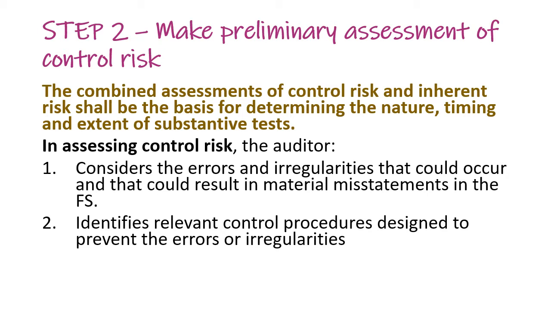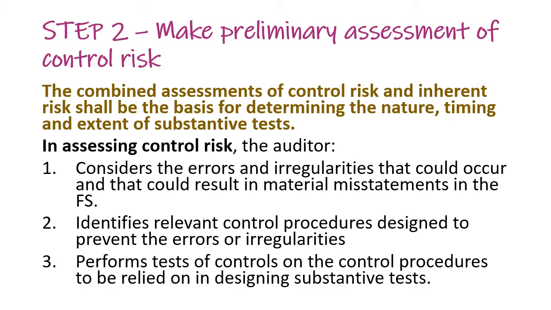So if the auditor thinks that there's a possibility that there are errors or irregularities, there should also be controls in place to prevent those errors. That is how the auditor can assess if the controls of the entity are strong or weak, and perform tests of controls on the control procedures to be relied on in designing substantive tests.